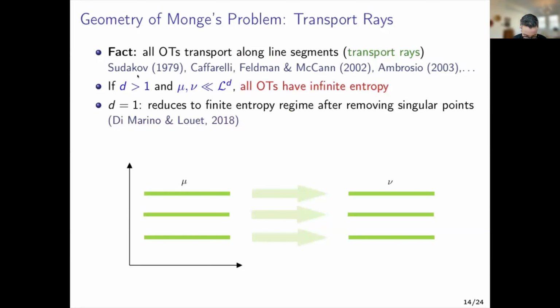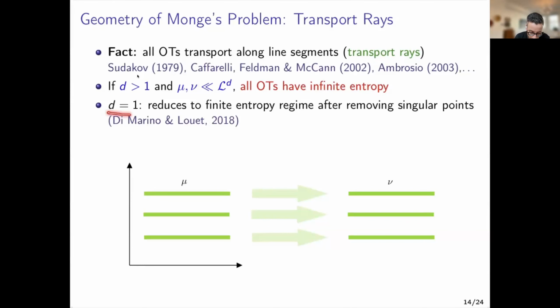Okay, so we get a little bit of structure from this cost function, and I want to spend a few minutes explaining what that geometric structure is. So there is a fact which is well known in OT theory. A number of people have worked on it, and namely for the distance cost, all optimal transports transport mass along certain line segments that are called transport rays. So in particular, if the dimension is more than 1 and the marginals are absolutely continuous with respect to Lebesgue, because all optimal transports are concentrated on some union of rays, it follows they must have infinite relative entropy. So this is really the setting we're interested in, where we don't know how to interpret the minimization of entropy.